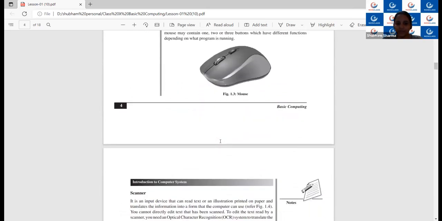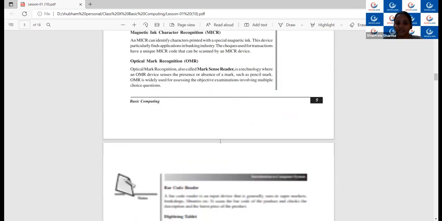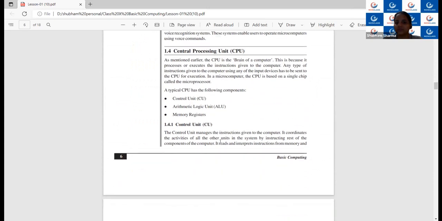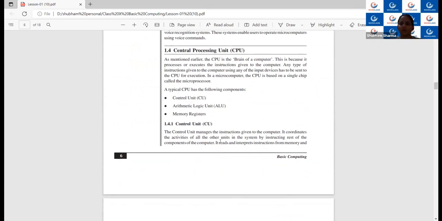Good. So today we will discuss the central processing unit. We have already discussed it, but we'll have a brief idea of it today. As we have already discussed, the CPU is known as the brain of a computer. Without the CPU, the computer is nothing. We can say that.